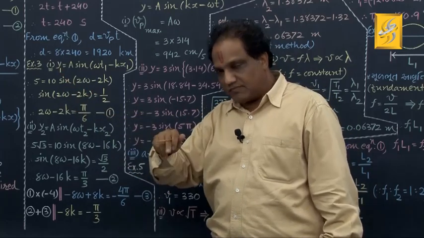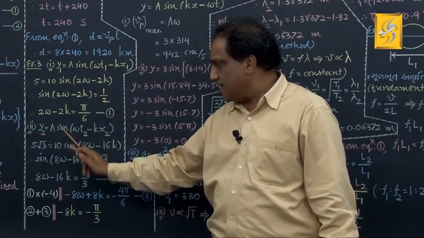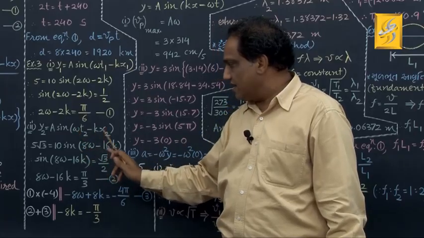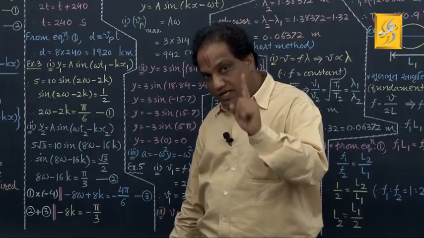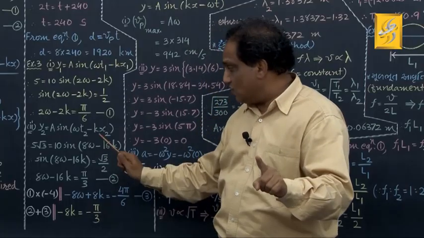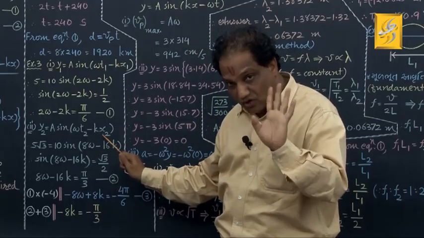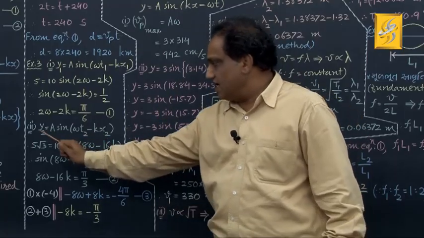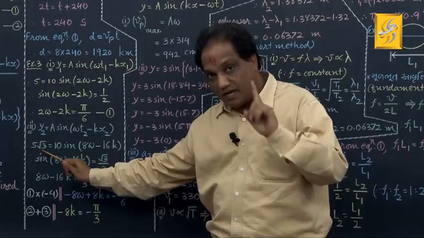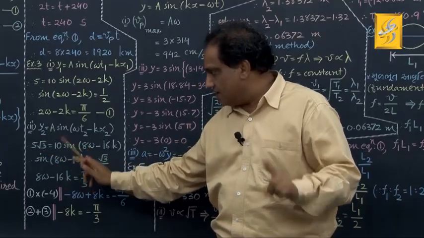For this second displacement, I am writing y2 equals A sin(omega t2 minus k x2). What is this y2? It is the displacement produced in the second particle, located at distance x2 from the origin of the wave, at the end of time t2. Now for this second displacement they have given 5 root 3 meter.